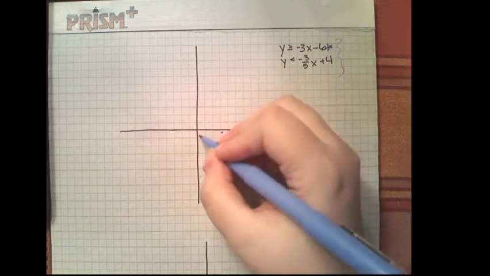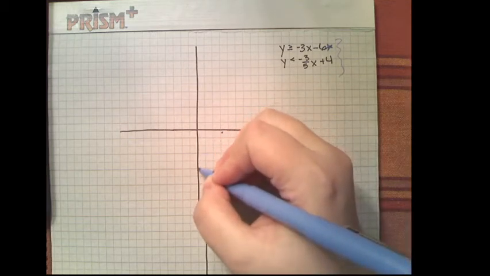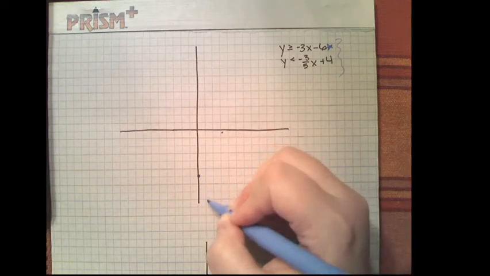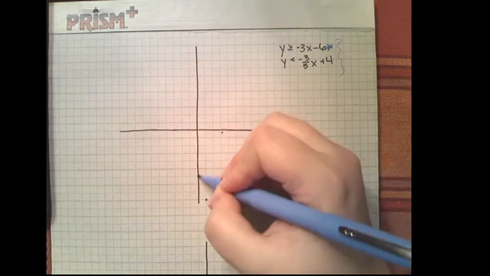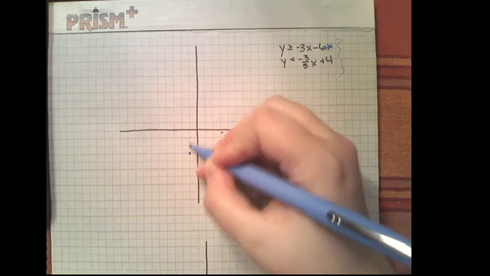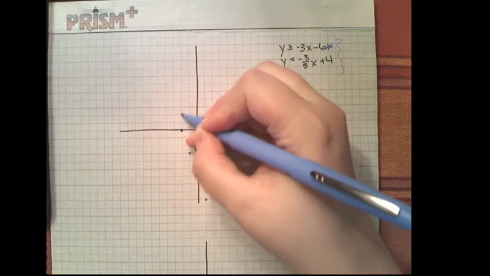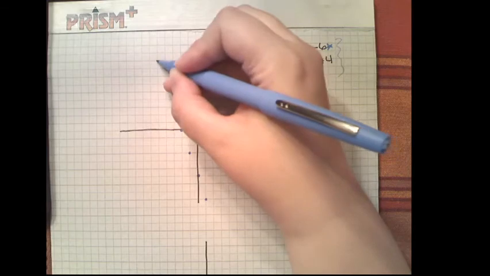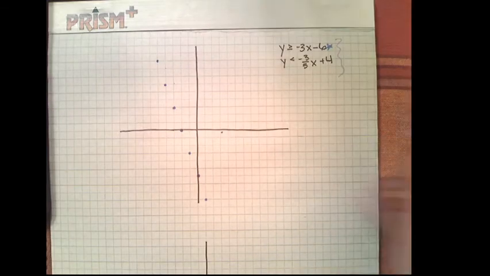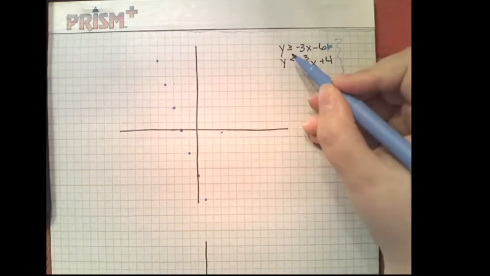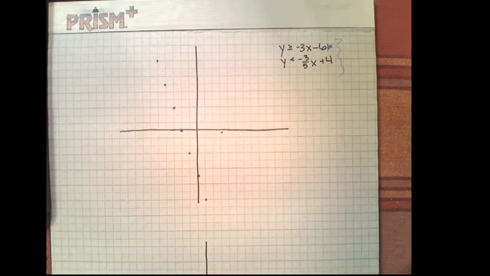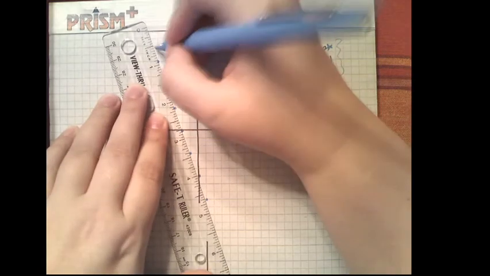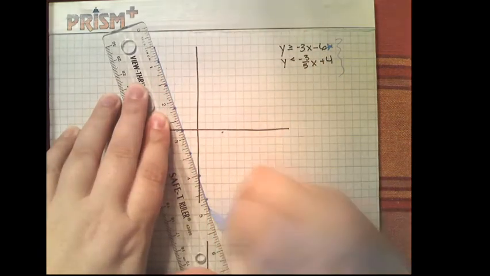So we're going to start at -6, and our slope is -3. That means down 3, right 1. And then I'm going to go backwards. And from there, decide solid or dashed. And it is going to be a solid line, because it has that equal to on it.